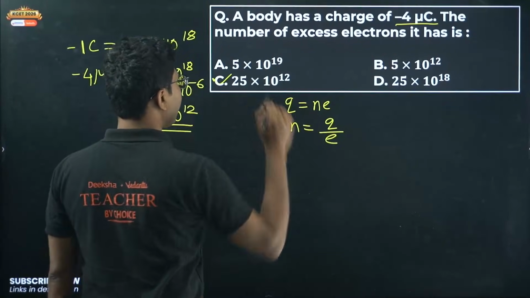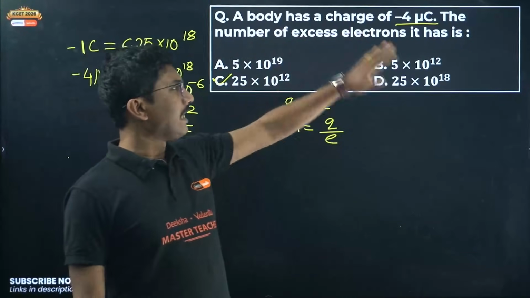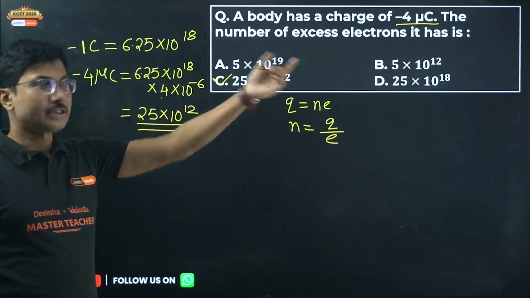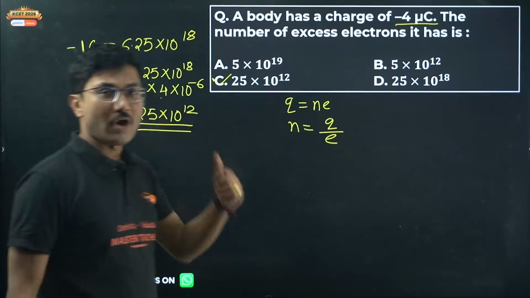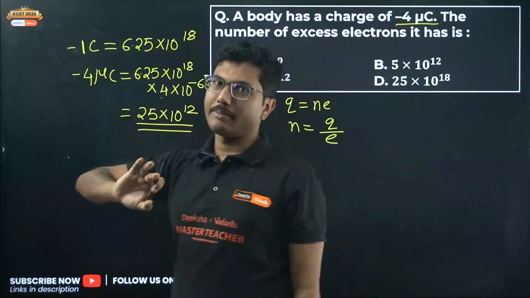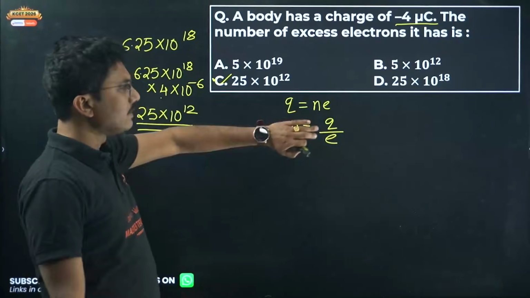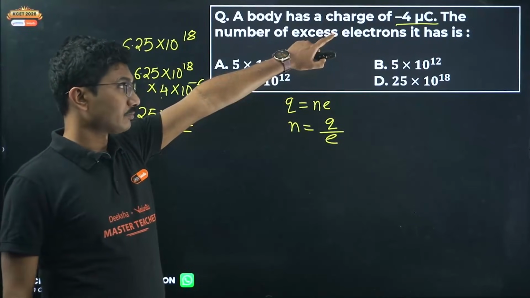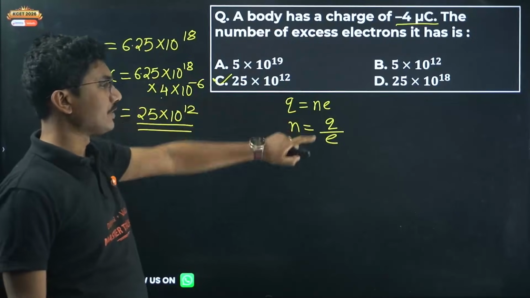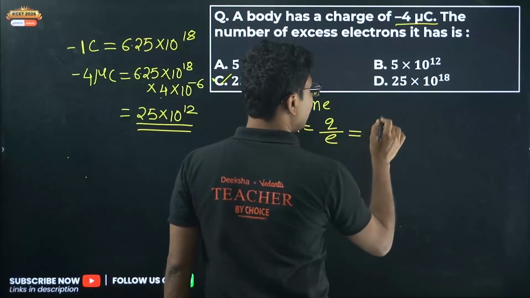So the correct answer is 25 into 10 to the power of 12. And if you make some mistake, you might get any of the other options over here. Remember, micro you have to consider, and this value is 6.25 into 10 to the power of 18. This is the shortcut, one-step method. If you remember it, you can answer all such questions. And in some cases, if you get a multiple of 1.6, then you can use the other method as well. You can try here as well, but as I said, you have to be a little careful.